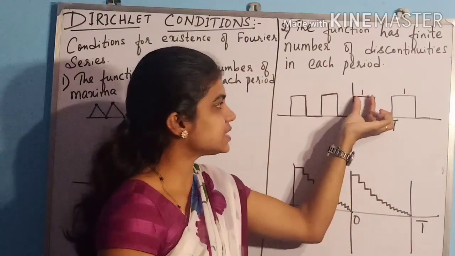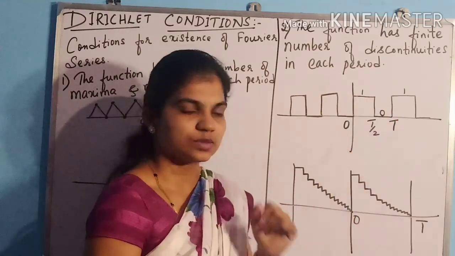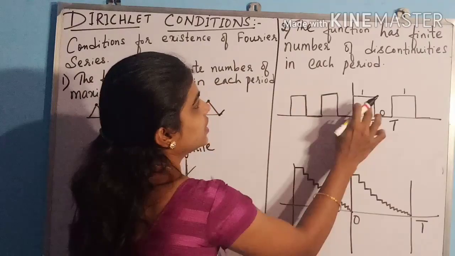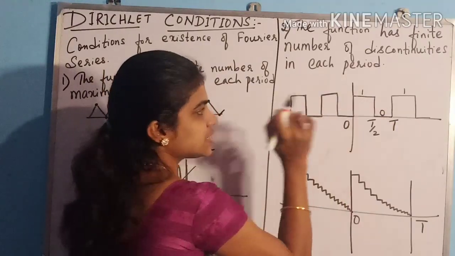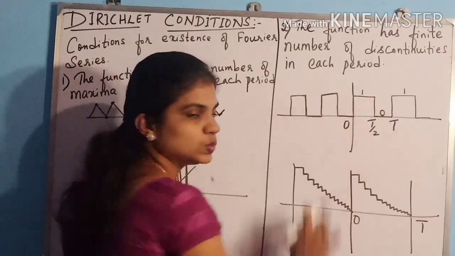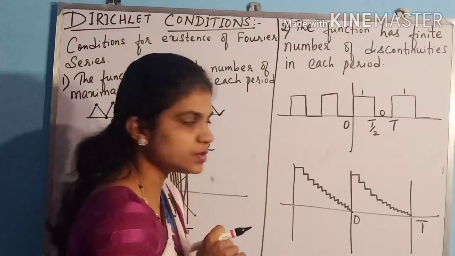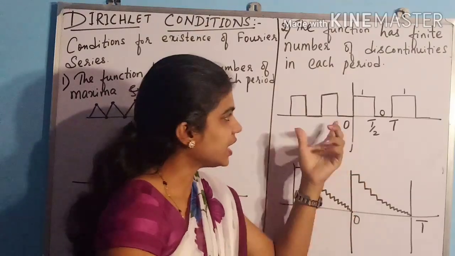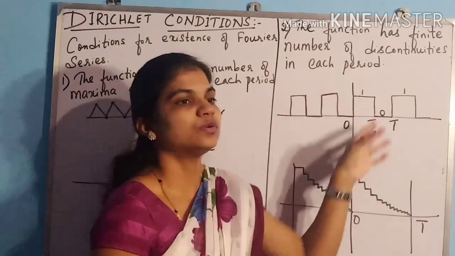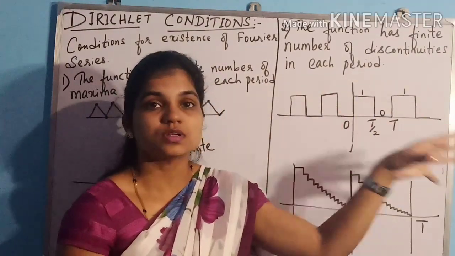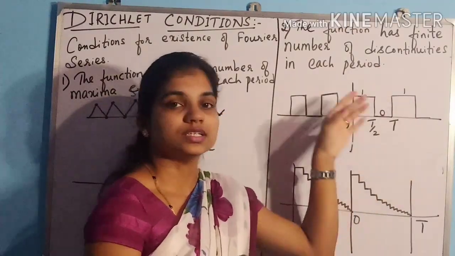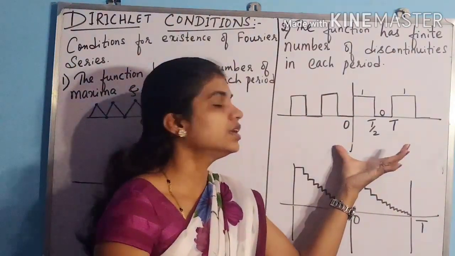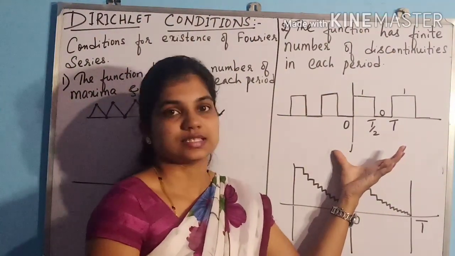So we are representing it as 1 and 0. Now in this particular time period t, we have a finite number of discontinuities, that is 1, 2. So we have 2 discontinuities in this particular time period. If we continue for the next, we are able to say that the discontinuities are finite. So here the Fourier series exists.